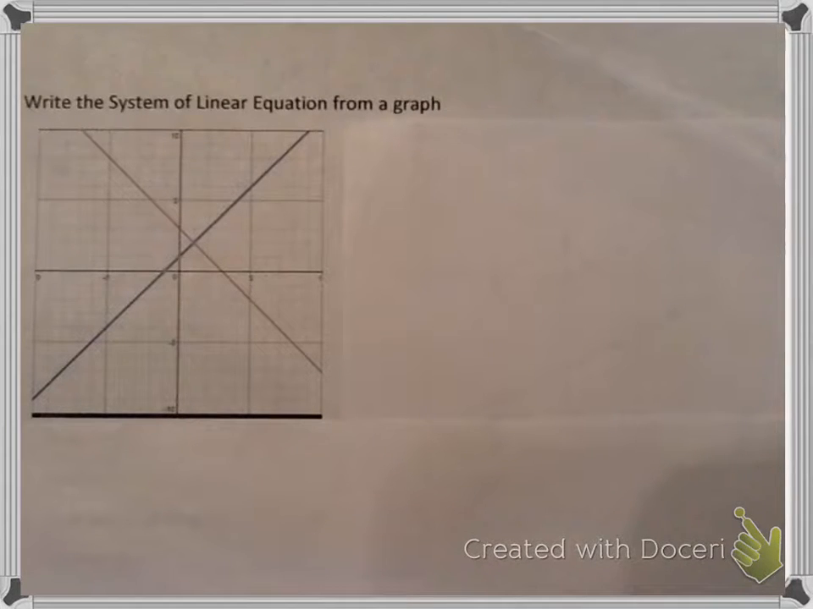In this video, we're going to write a system of equations from a graph. We want to come up with two equations, and we want to put both equations in the y equals mx plus b form. And remember we talked about this. The m represents the slope, and the b represents the y-intercept. And that's when x equals 0.